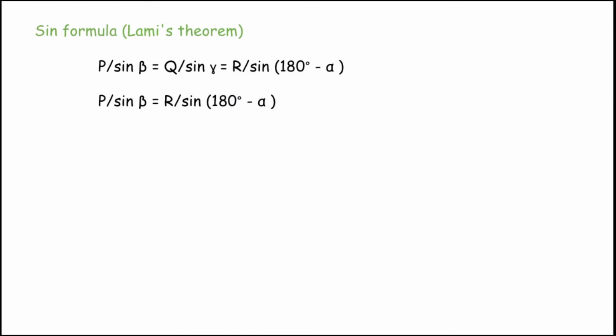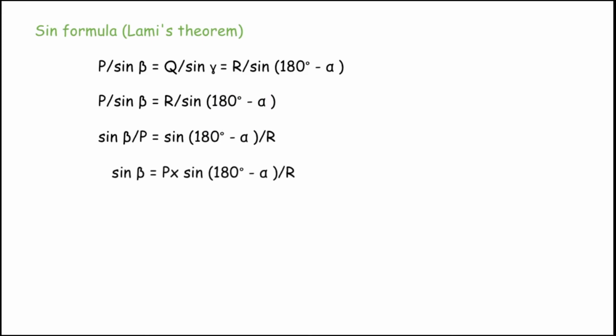Now I am going to invert the formula on both sides to find beta. So sin beta by P equals sin(180 minus alpha) divided by R. Now I transfer P from the left to the right. It becomes sin beta equals P into sin(180 minus alpha) divided by R.